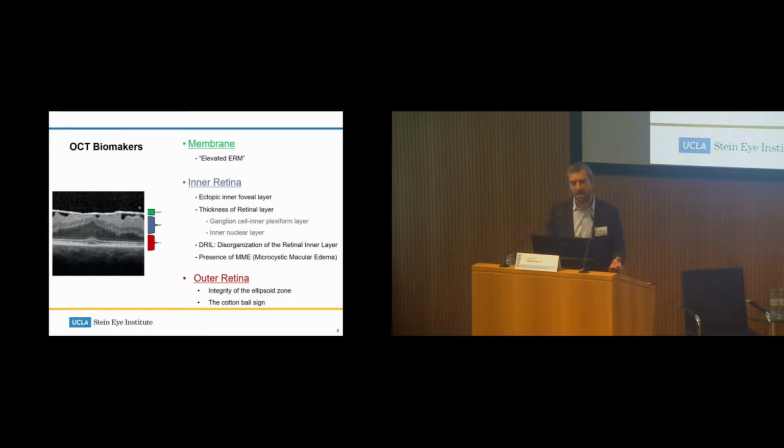So there are many different OCT biomarkers. One is at the level of the membrane itself, and we'll call it the elevated epiretinal membrane. There are four at the level of the inner retina: the ectopic inner foveal layer, the thickness of the retinal layer, the disorganization of the retinal inner layers, and the macrocystic macular edema, also called macrocystic macular change. At the level of the outer retina, we have two different biomarkers. One is the integrity of the ellipsoid zone, and the other one is the cotton ball sign.